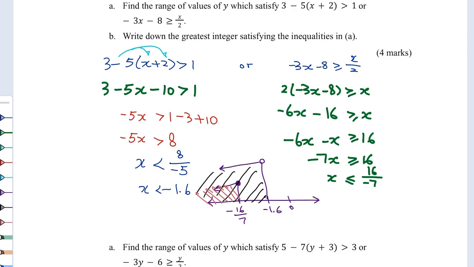And then the question is or. Or means all the shaded parts. So all the shaded parts, everywhere is shaded from here, right? These parts are shaded, and it starts from negative 1.6. So your final answer is x is less than negative 1.6.